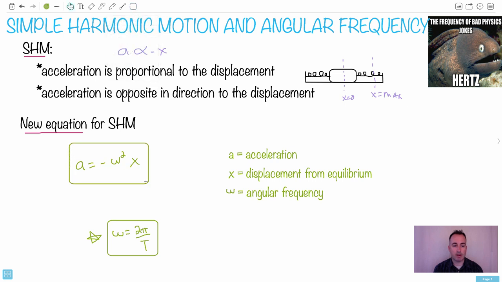I just want to help you break it down here. So don't think that this thing is quadratic now or anything. a is still proportional to x. It's just that the proportionality constant is this omega squared. It's not W, it's just omega.